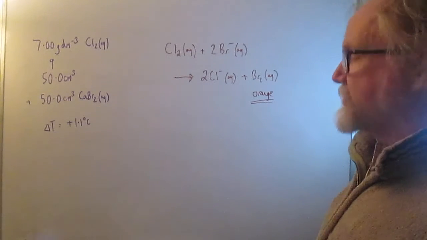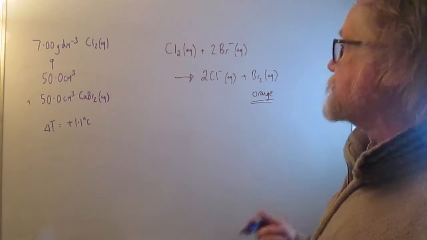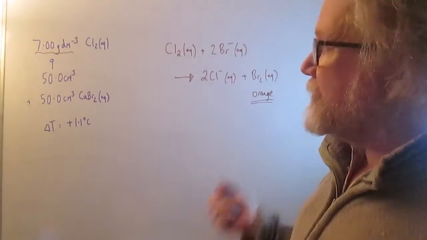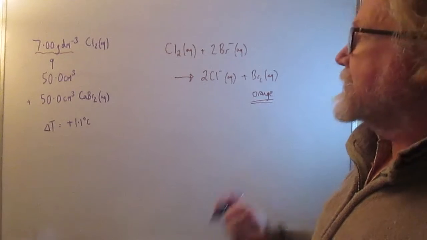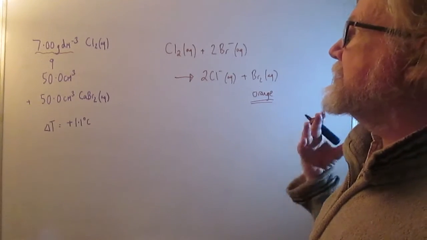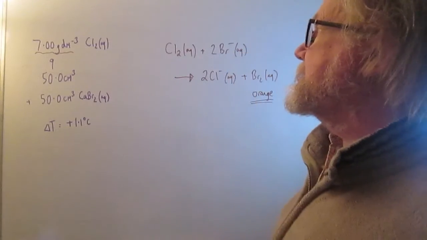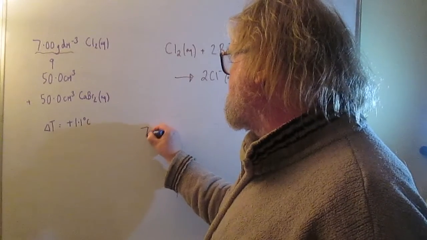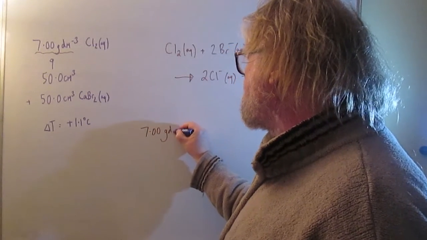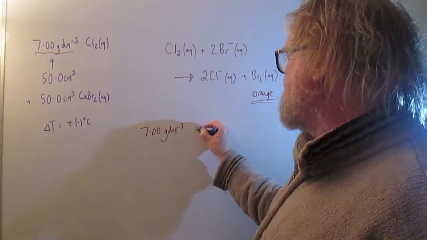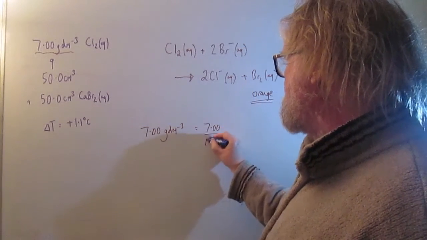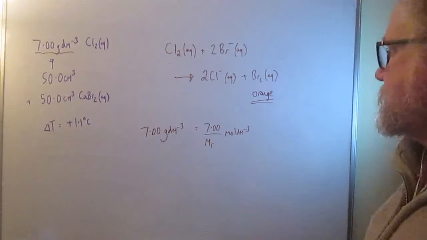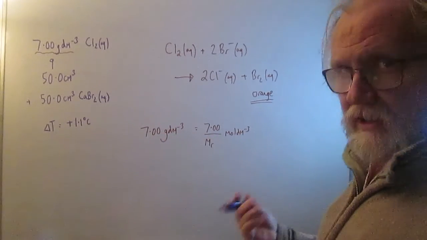So now we have to do the calculation, and the first job is that we're given the concentration of the chlorine in grams per dm cubed, and you know that you're always going to need to turn that into moles per dm cubed. Chemistry calculations always revolve around moles, so as soon as you see grams you think, right, that needs to turn into moles. And it's simply a matter of saying that 7.00 grams per dm cubed is 7.00 over Mr moles per dm cubed. Because the per dm cubed bit is not changing. All you're doing is changing grams into moles, and you know how to do that.